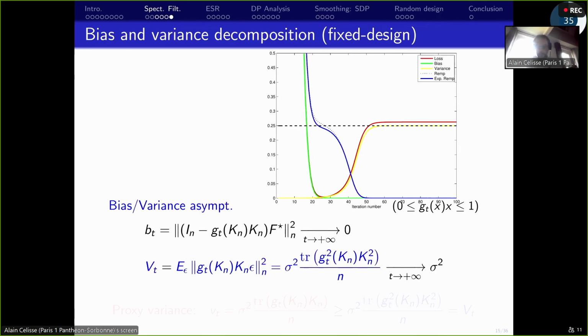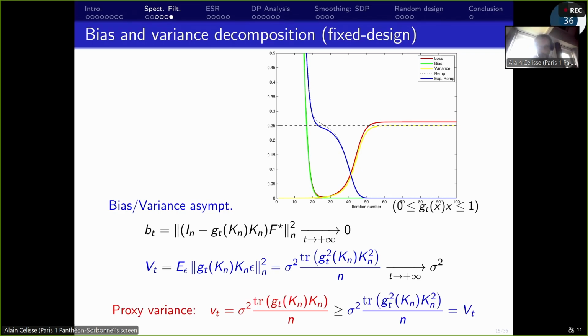I explained that already, so I will skip this. The only thing I want to mention is that, as you see on the picture, the bias and the variance curves cross each other by construction. You can imagine that T is continuous, because it's possible to extend to this framework as well. In this case you have continuous curves, and they necessarily cross each other. I don't want to enter into details, but it's obvious in the picture.